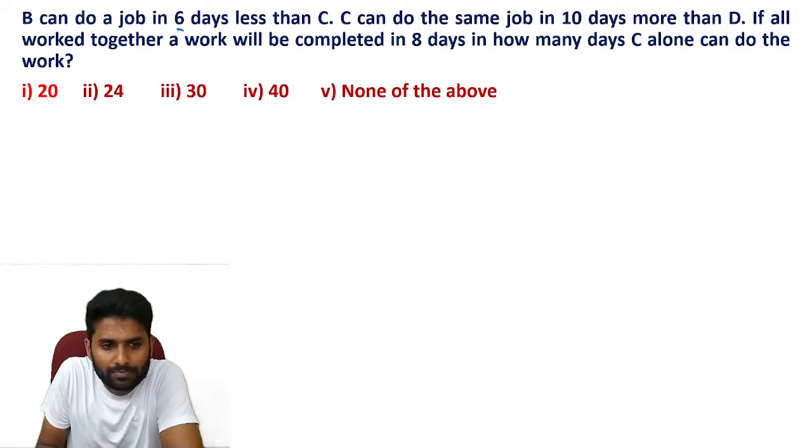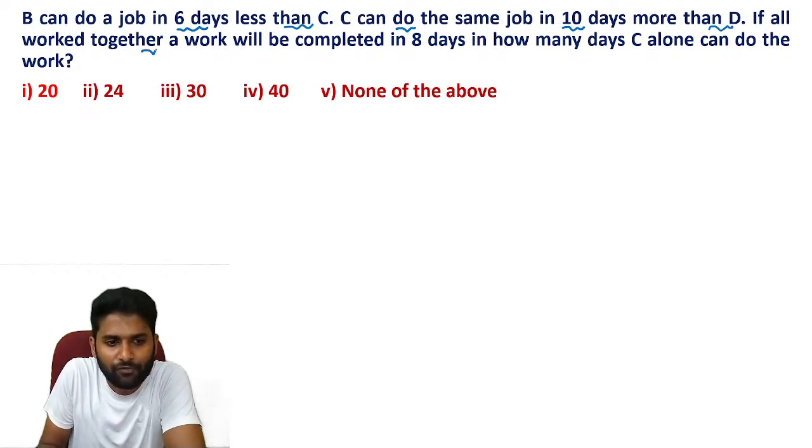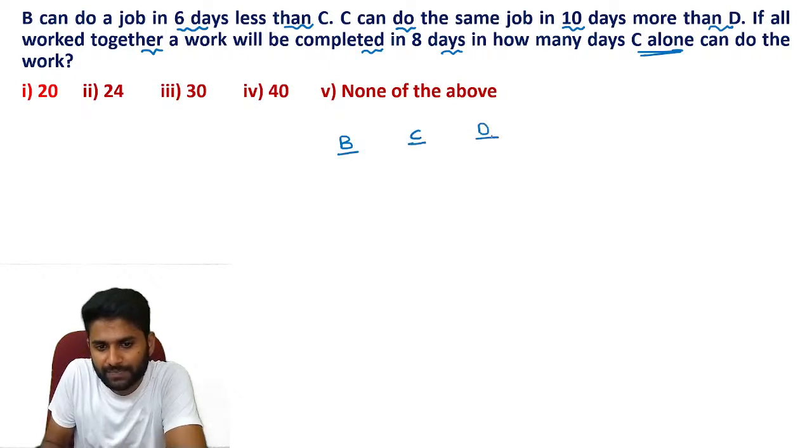B can do a job in 6 days less than C. C can do the same job in 10 days more than D. If all work together, it takes exactly 8 days. In how many days can C alone do the job? So here B, C, D. Now see, C takes 10 days more than D.